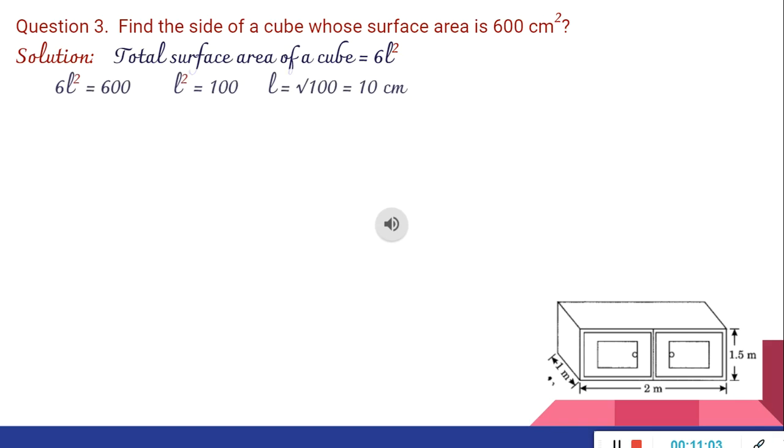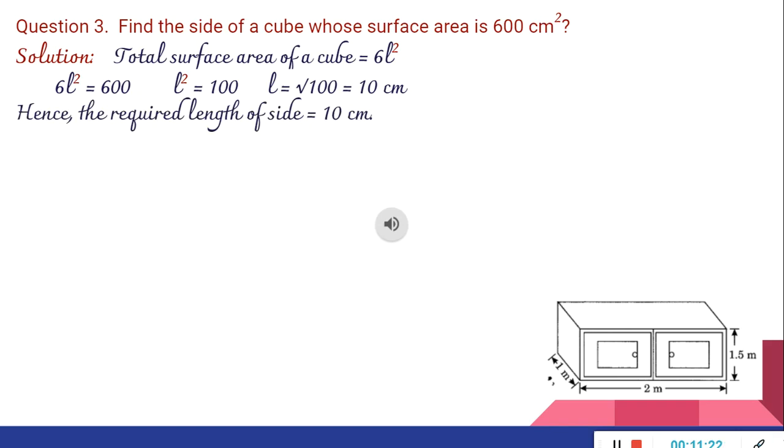Then what is L square? 600 upon 6, that is equal to 100. So then what is L? L is equal to root 100, that is equal to 10 centimeter. L square means L into L. Root 100 means 10 into 10. So L will be 10 centimeter. So the required length of side is 10 centimeter.